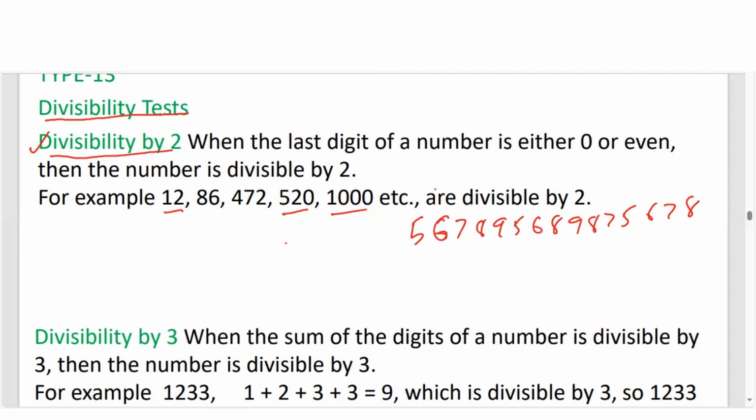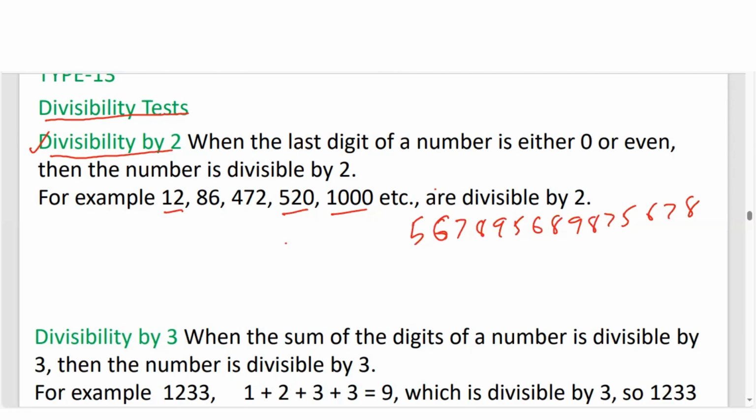If the remainder is 0, that means it is divisible. If the remainder is not 0, that means it is not divisible. But it will take a lot of time. So we need a simple technique to know, for any given number, how we can check that it is divisible by 2. So the technique is simple.